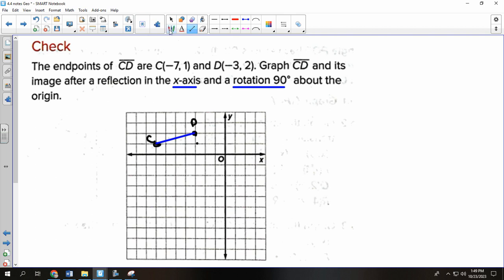So that means our x-coordinates stay the same and our y-coordinates end up being opposites. So our C prime and our D prime, the x-coordinate is going to stay the same and our y-coordinate is going to change signs. So let's go ahead and graph these. -7, -1, new C, C prime, and then -3, -2. It's our new D prime.